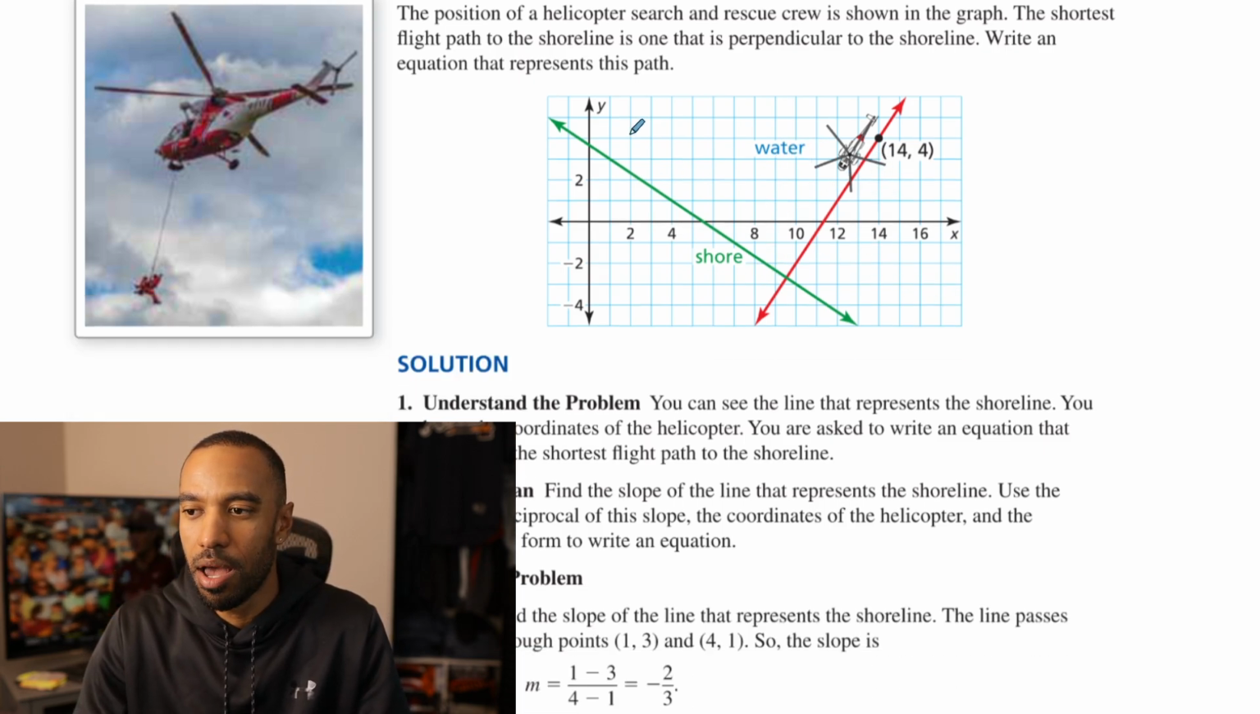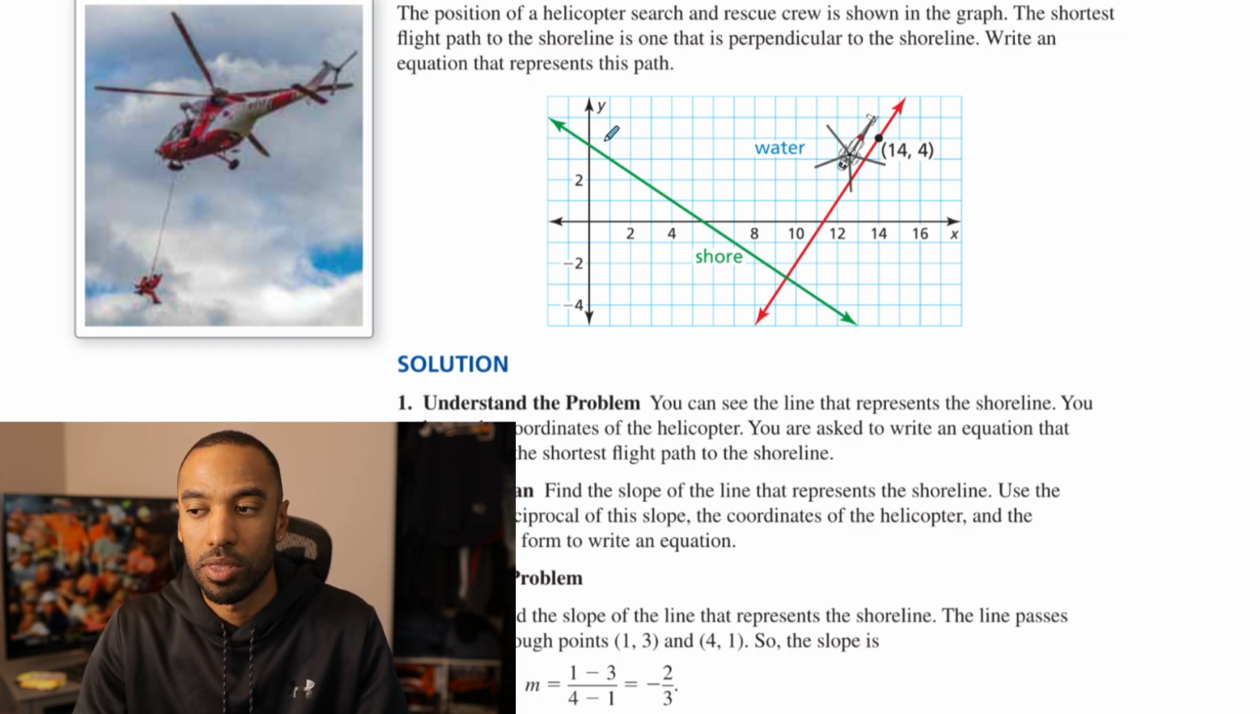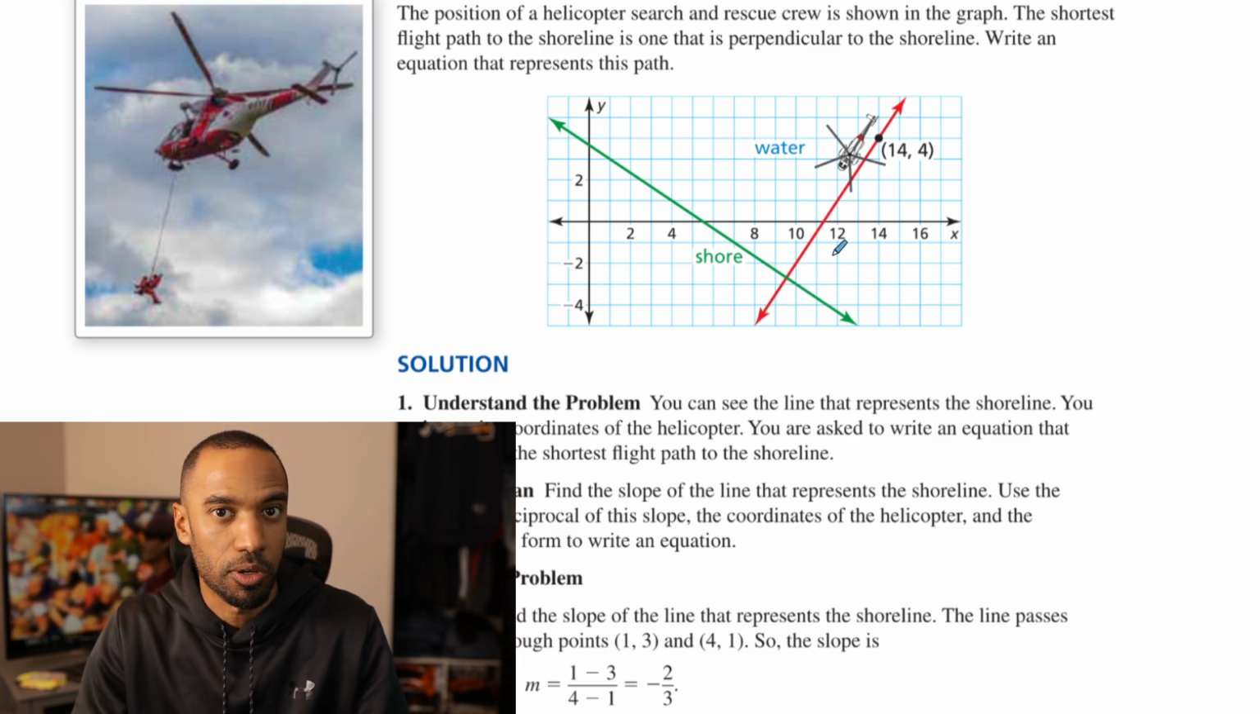But you've got to understand the problem. So what we understand is we've got to be perpendicular to this line. Maybe we've got to find out what the slope of this line is, so then we can make sure that we have the opposite reciprocal slope here.